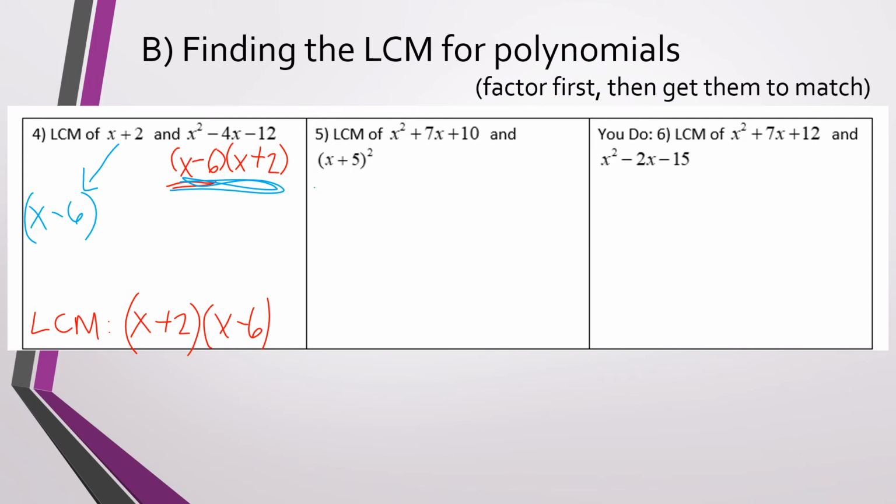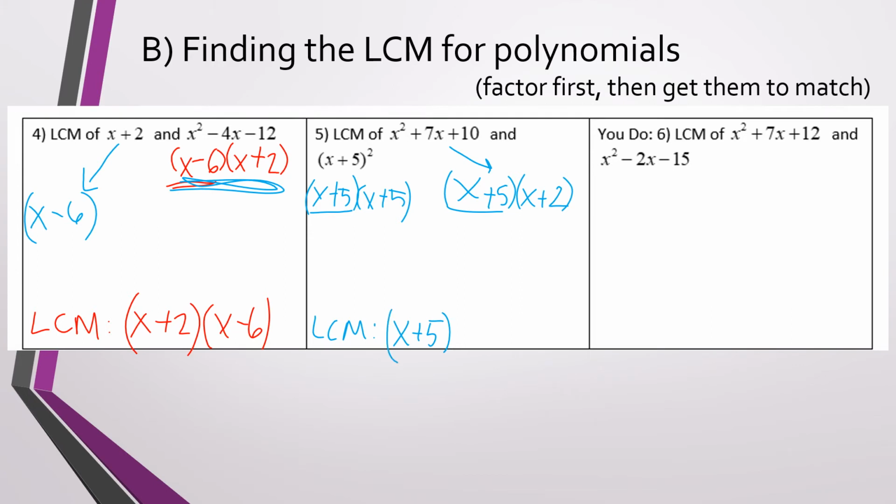For number 5, x plus 5 squared, so we have 2 x plus 5s. And then x squared plus 7x plus 10. To get to x squared, I need x and x. To get to 10, I could do 10 and 1 or 5 and 2. 5 and 2 is going to put me closer to 7, and because everything's positive in that trinomial, both of those need to be positive. Okay, so I have an x plus 5 that matches, so my LCM has x plus 5.